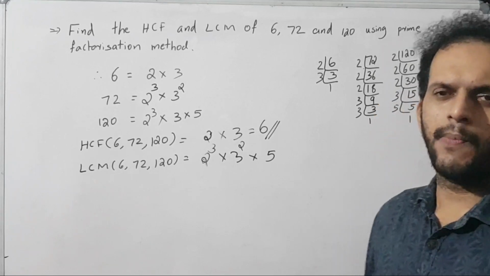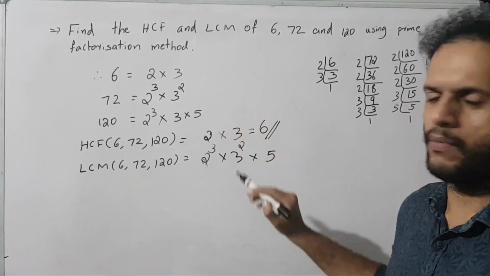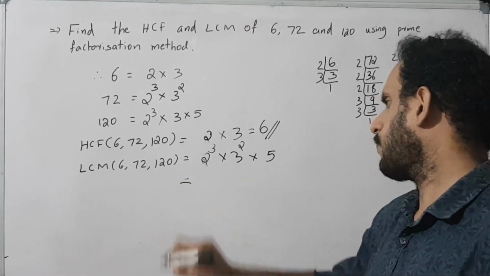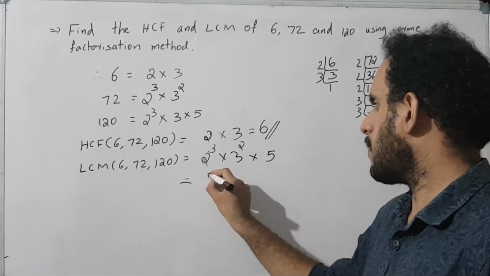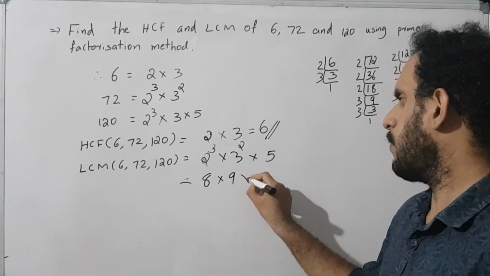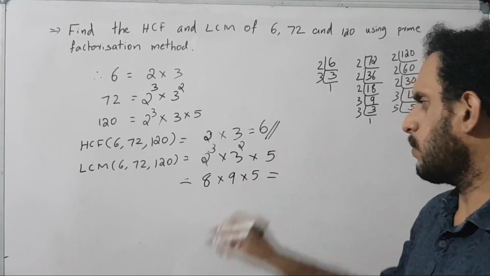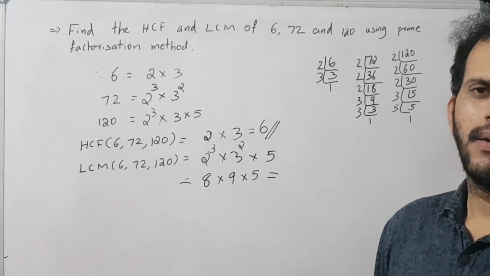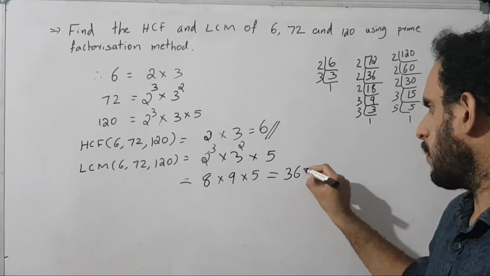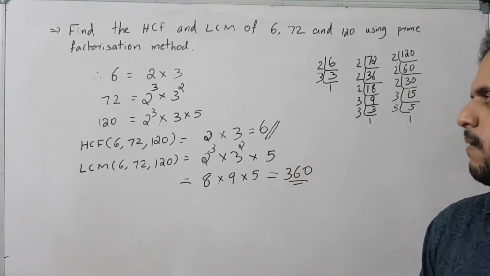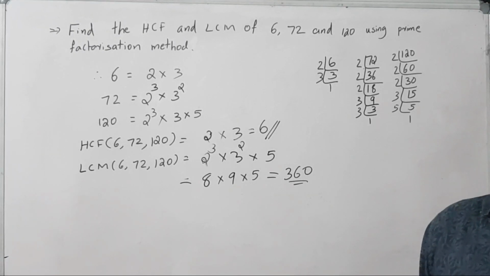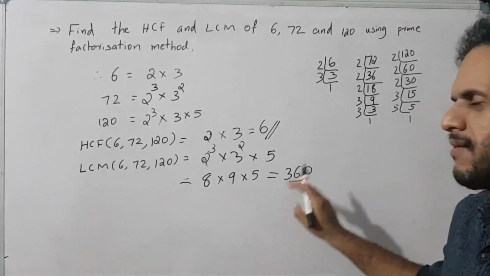Correct? Then what is the highest power of 5? Only one 5, the power is 1. So 5. So next we multiply this. 2 raised to 3 means 8. Into 3 squared is 9. Into 5. 8 into 9 is 72. 72 into 5 is 360. Correct? 360. So, what is the LCM of 6, 72 and 120? The LCM of 6, 72 and 120 is 360.